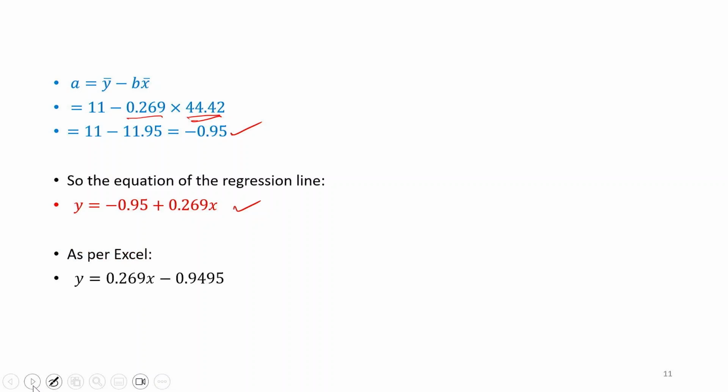And if we go by Excel and try to find the equation, go to the trend line, use a linear relationship and you find the equation. This is the equation we get. So this equation is as per Excel calculations, and you see they are exactly the same. One is by manual calculation, the other is straight from Excel. Excel gives me this result, and manual calculation also gives me the same result.